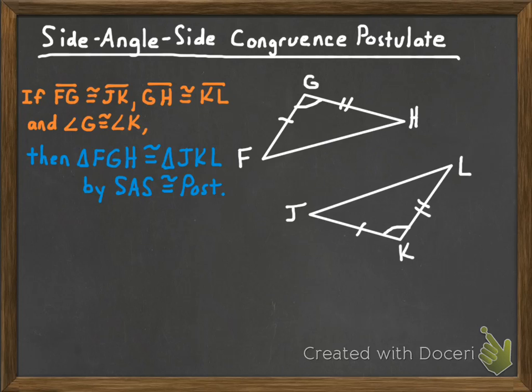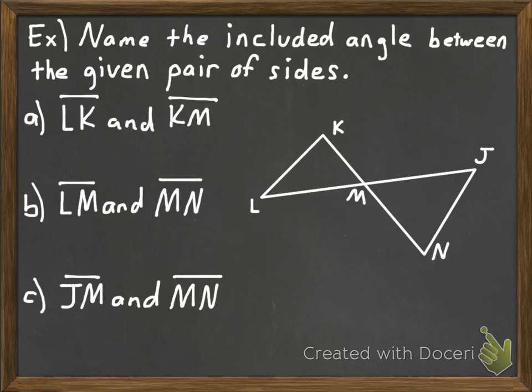Alright, let's put that to use. There are several stages of this that we need to go through. One of those is I need to make sure that you can name an included angle whenever you see one. And so I have some problems here where we're going to name the included angle between the given pair of sides. We're going to use this figure obviously to do that for each of these sets of given sides.